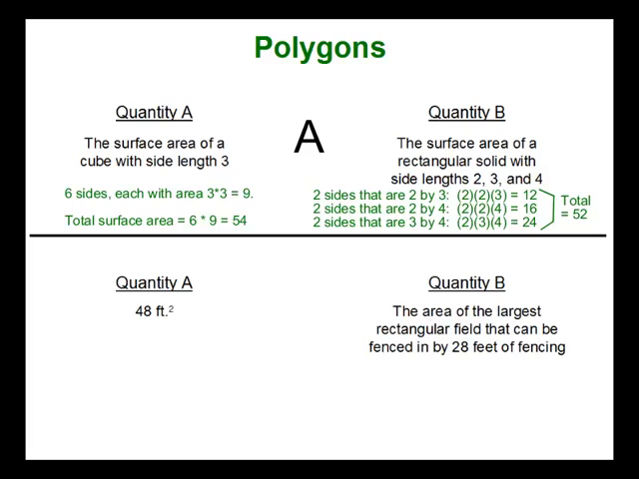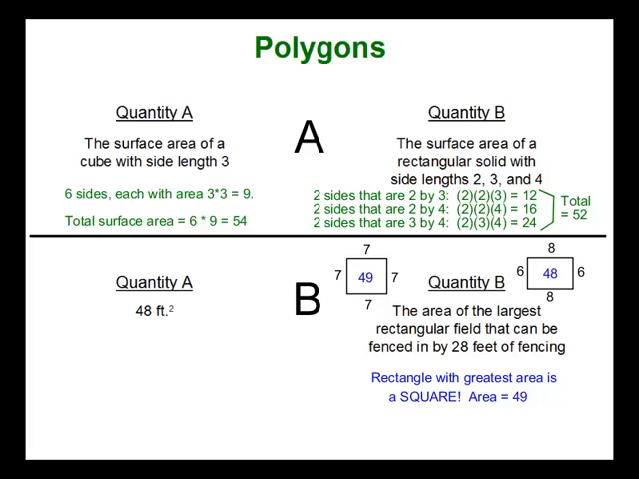The second question has a straightforward value in one of the quantities. So the action is in figuring out the area of the largest rectangular field that you can fence in by 28 feet of fencing. I think the easiest way to see this is to draw 2 rectangles, right? Making sure that your perimeter is 28. 7 by 7 would do it. 6 by 8 would do it.